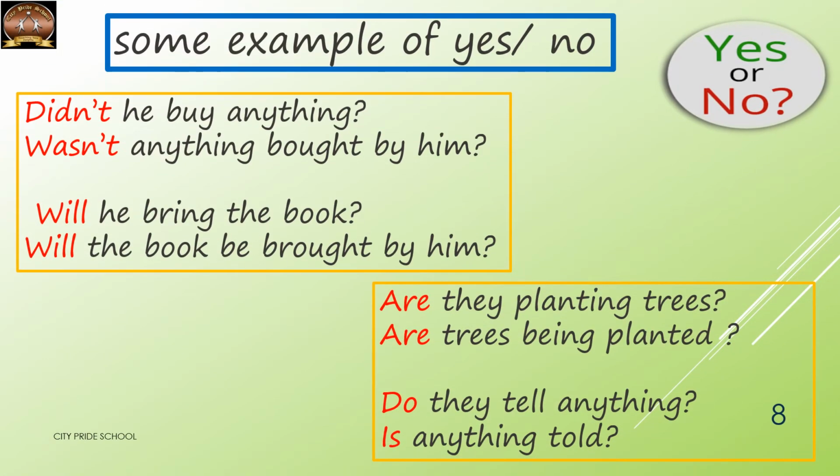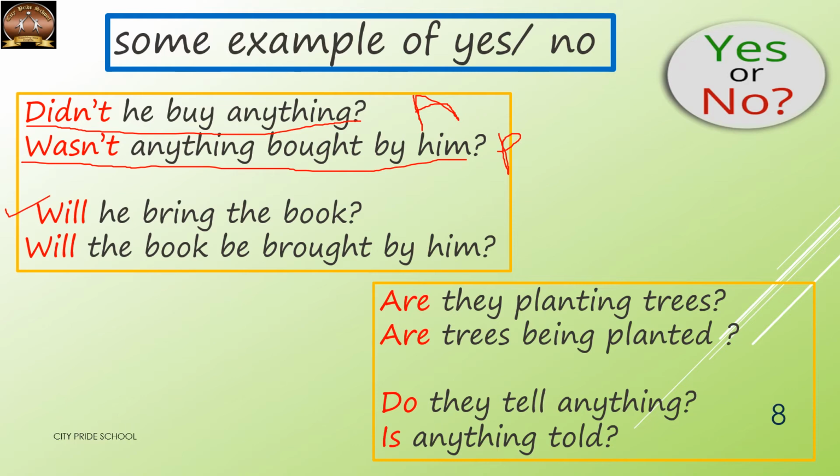A few more examples of yes-no type questions. Now, didn't he buy anything? It's a negative question, right? Questions can also be negative. So the rule will remain the same. Did will be replaced by was, right? So was plus not, contracted, is wasn't. Wasn't anything bought by him? Buy will become bought, the V3 form of the verb. The other rules remain the same: subject, object, object, subject, and V3 form of the verb.